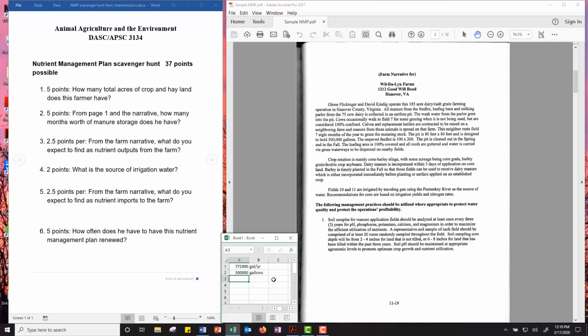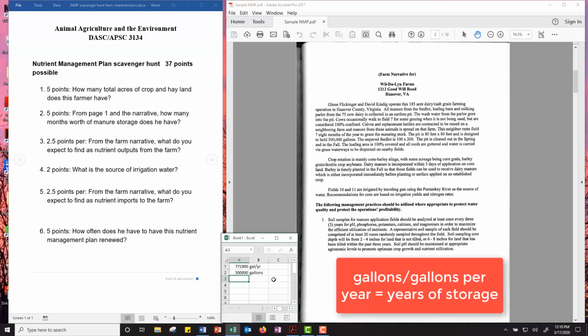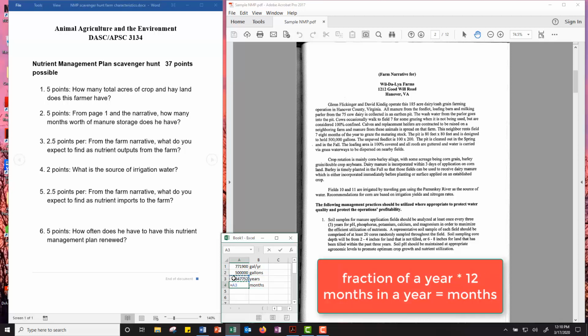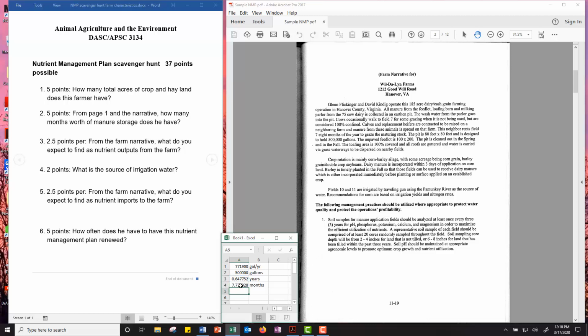So if he is producing 771,900 gallons a year and he has storage for 500,000 gallons, the math is gallons divided by gallons per year is going to get you the years of storage. We'll just convert that into months of storage. So if he's got about 2/3 of a year of storage, he's got 7.77, just shy of 8 months worth of storage. So gallons divided by gallons per year gives you the yearly volume. So he can hold 2/3 of a year's worth of manure. And just expressing that in months gives you just shy of 8 months worth of storage.